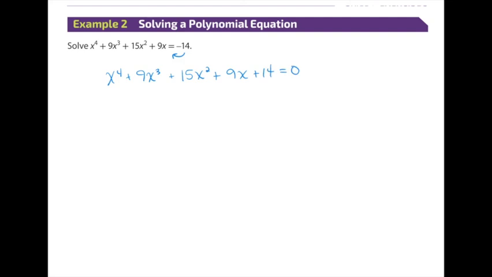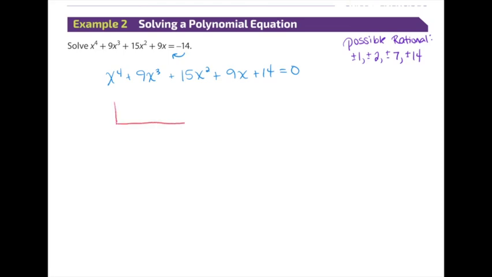All right. My possible zeros are all going to come from 14 because my leading coefficient is 1. So my possible rational zeros are all going to come from that 14 because it's just over 1. So positive and negative 1, positive and negative 2, positive and negative 7, positive and negative 14. Those are my options, right? And so they want me to solve this. So I'm going to start with my negative 1 and see if it works.